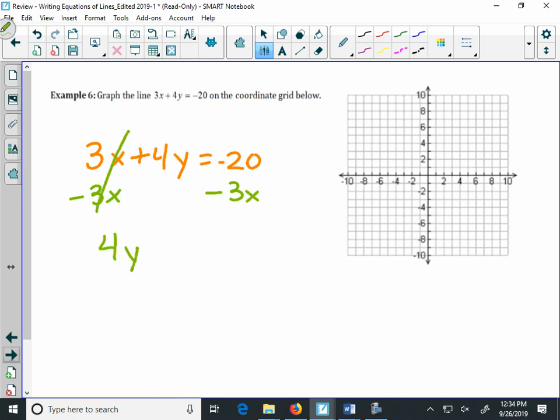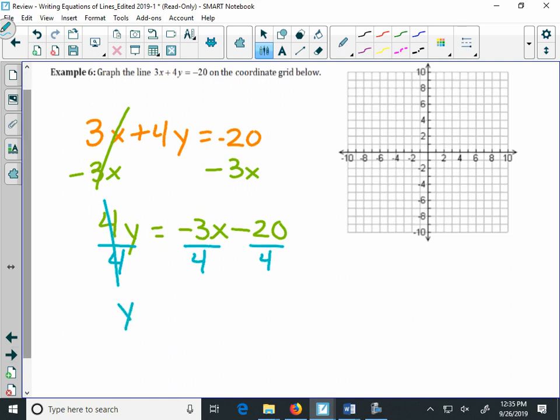So I get 4y is equal to, again, put the x first, and tack on the other number. What do I need to do to get y by itself? So y is equal to negative 3 over 4x. What is negative 20 divided by 4? Negative 5. There's our line. It's going to be helpful. Let's identify our slope and our y-intercept. What's our slope? Negative 3/4. The number with the x is our slope. What's our b? Negative 5.